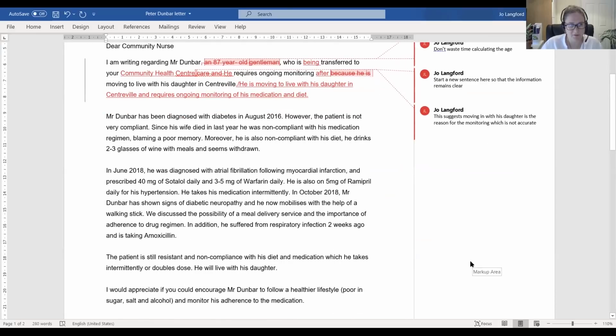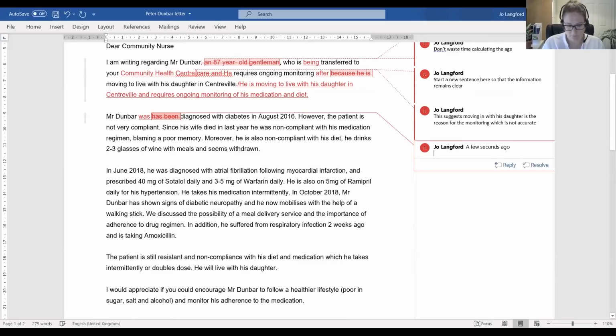So Mr. Dunbar has been diagnosed with diabetes in August 2016. So here we have an error with tenses. Because we say in August 2016, we need to use past simple because it's a finished date in the past. So we use was. And I'll write a little note there. Use past simple because this was in 2016, finished past time.